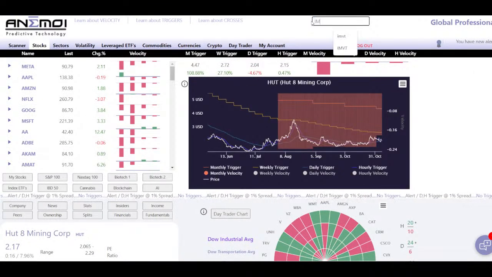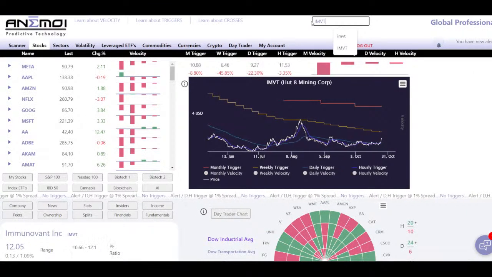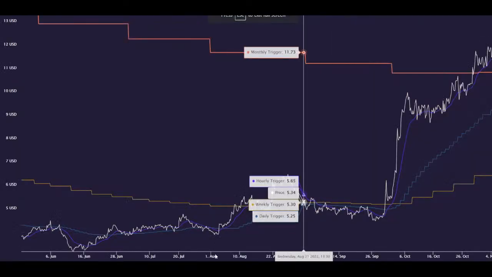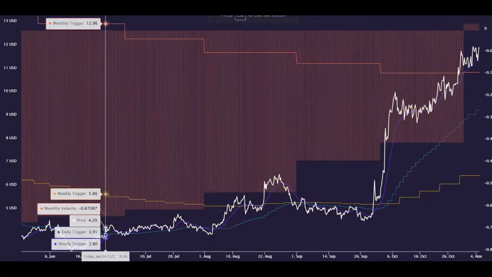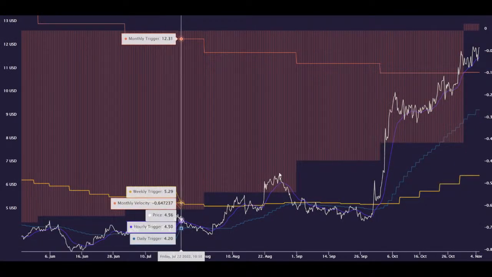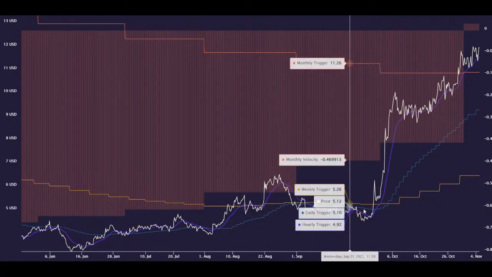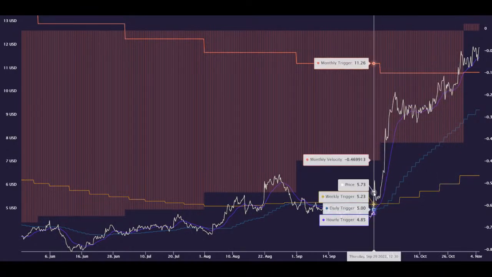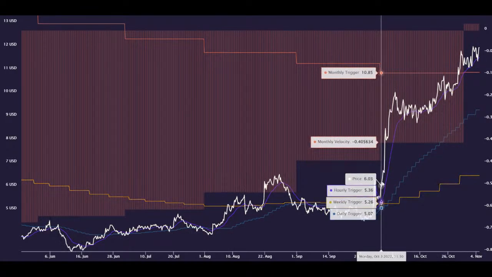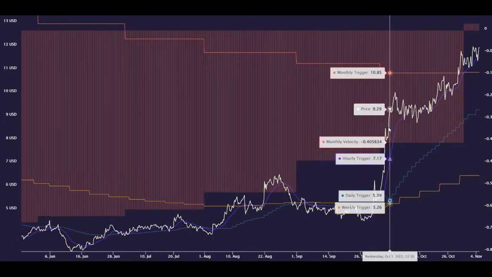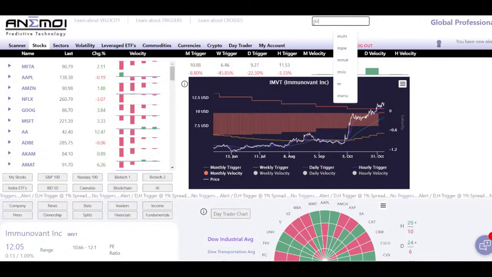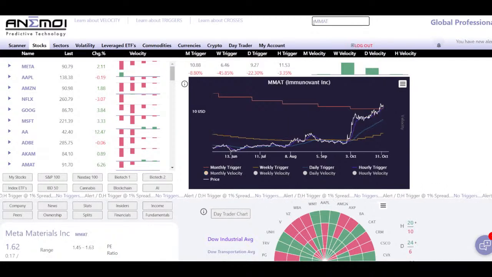If you want to see some cool examples of air pockets that we played in the past, I could show you IMVT. You look at the monthly velocity first and you see it's been getting better 1, 2, 3, 4, 5 months in a row. And so when price breaks above the weekly trigger, sometimes you just get fast market attacks straight to the monthly trigger. And that's actually exactly what happened. We bought this at 6. We might have sold it at like 8 or 9, but that's a great example of filling an air pocket. There was actually another one recently, and then we have MMAT in the air pocket right now as well.